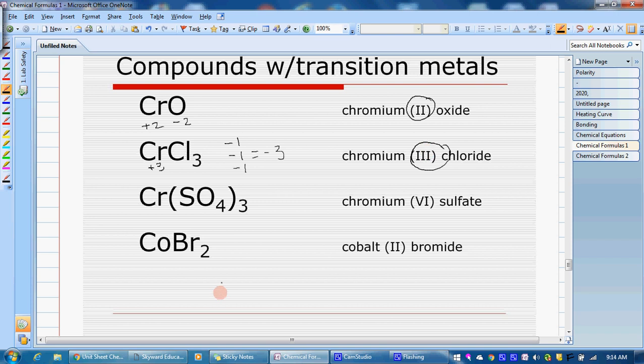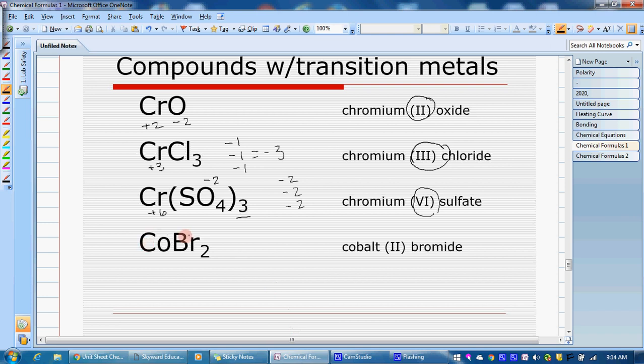Sulfate is a polyatomic ion. It has a -2 charge. Again, there's 3 of those. So we have one -2 charge, a second, and a third, because right here, this tells us we have 3 of whatever's inside of here. This whole thing has a -2 charge, so that would give us a total of a -6 charge. There's only one chromium, so that tells us chromium has to be +6, and so we would use Roman numeral 6.